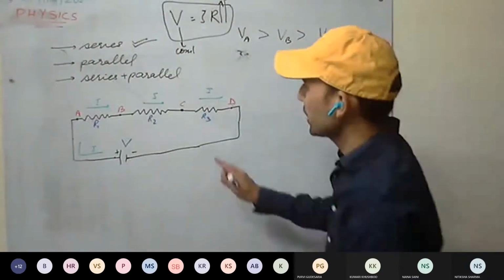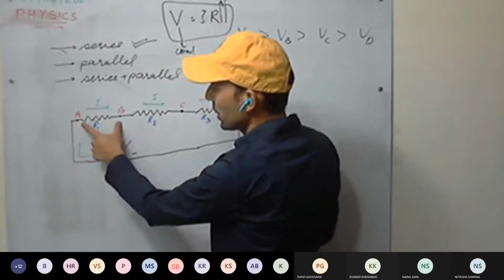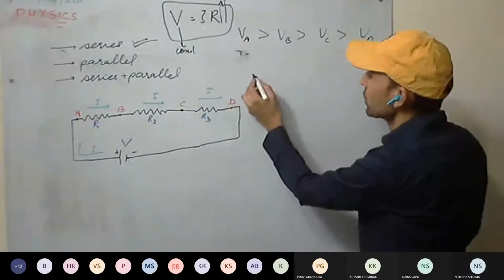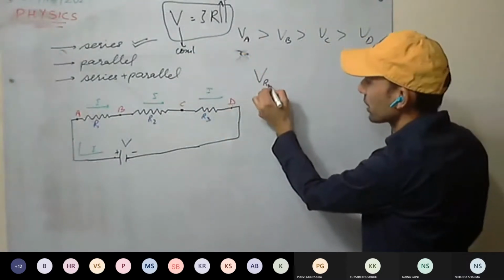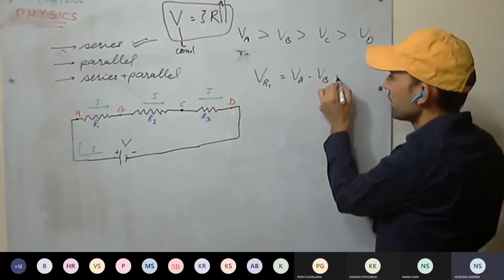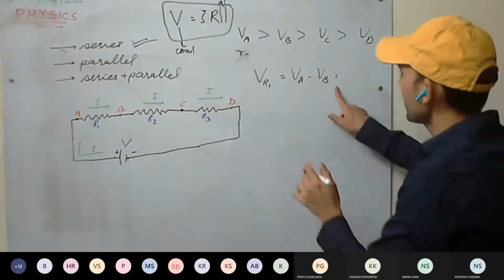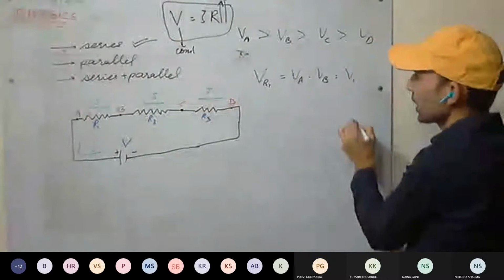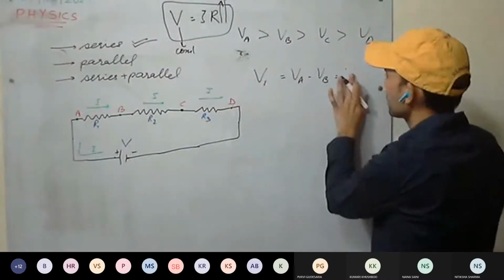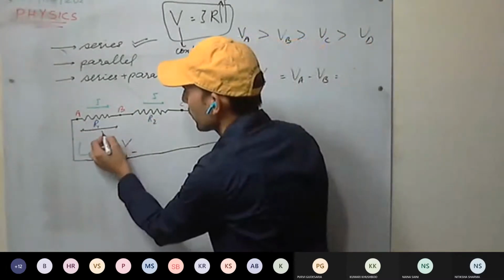Now tell me, what will be the potential difference between A and B? So the potential across R1 is VA minus VB. This we are considering as V1. This is our first resistance R1, so I am putting only V1. V1 is this much.